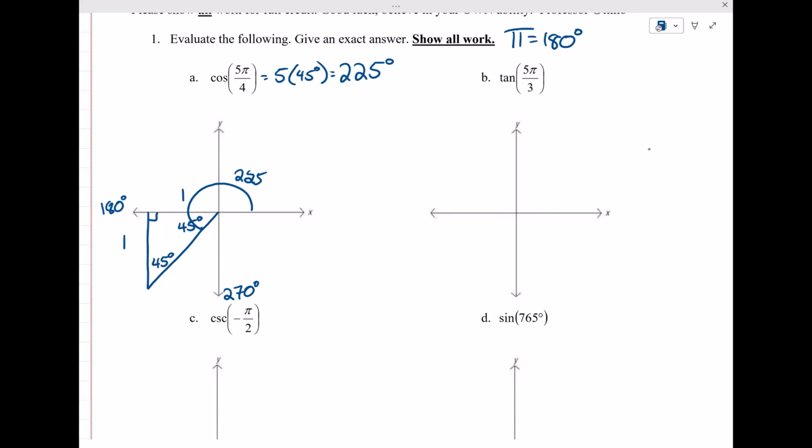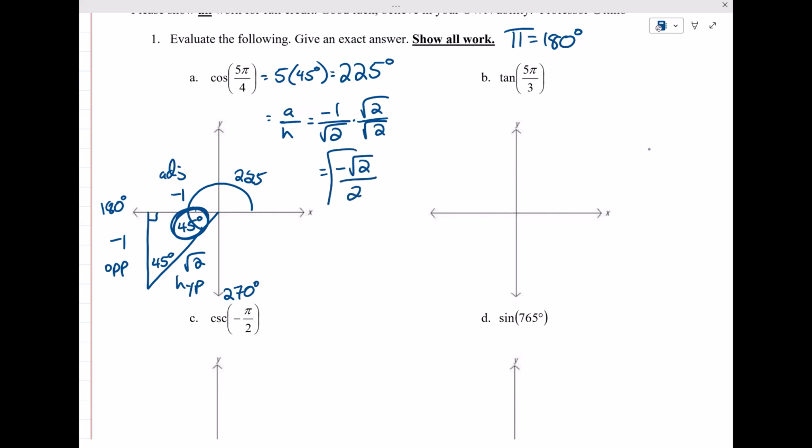So we have 1 and root 2. Remember, anytime you go left or down, that side is negative. And the reference angle is this right here. So you have the hypotenuse side, the opposite side, and the adjacent. The problem's asking us for cosine. Cosine, you should know by now, is adjacent over hypotenuse. So negative 1 over root 2. And then rationalizing this by multiplying by the denominator gives us negative root 2 over 2. That would be how you do a problem like that.